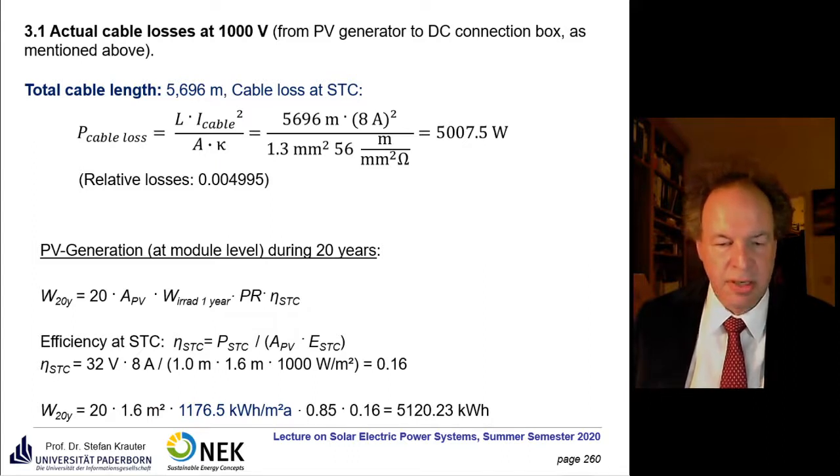No, that's not right. This is just of one module. Sorry, not of this generator, but of one single module with 1.6 square meters. During 20 years, we get 5,120.23 kilowatt hours of one single module with an area of 1.6 square meters.